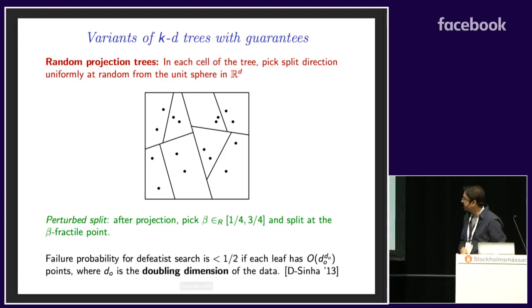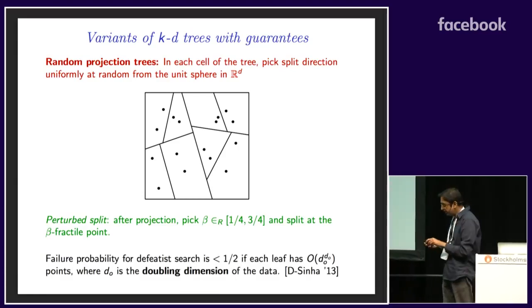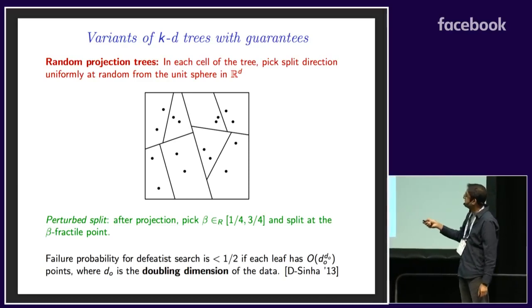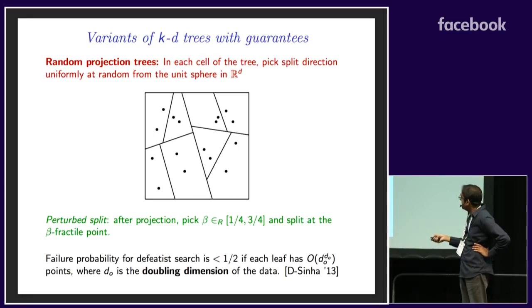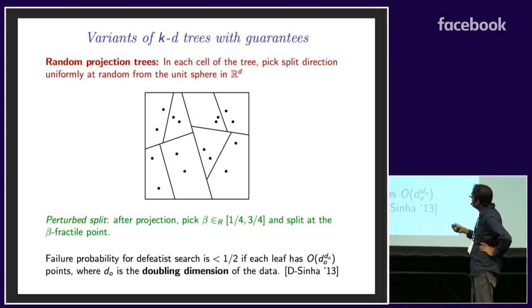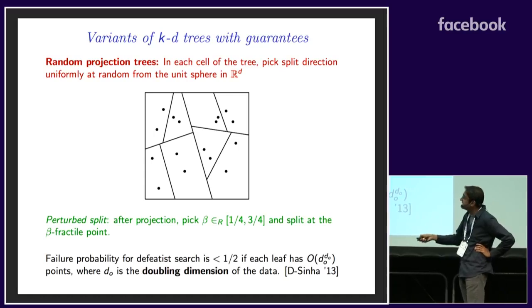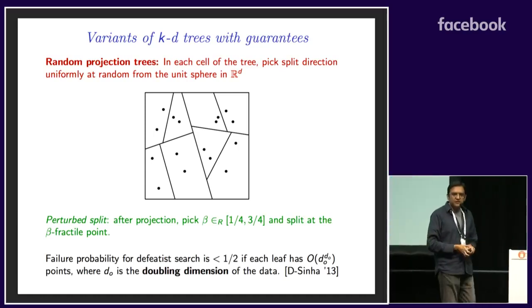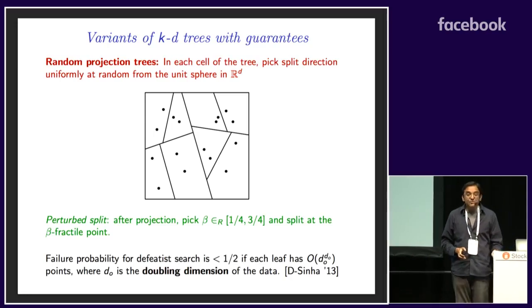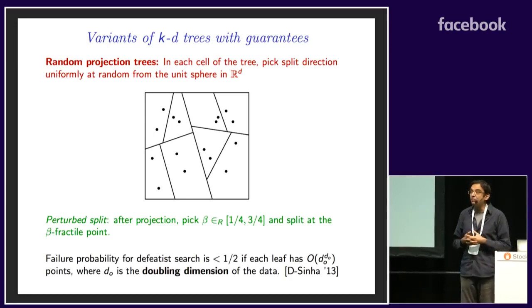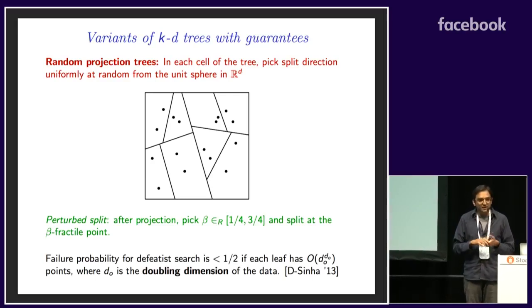So, what can you show about this? You can just do defeatist search on this structure, so it's very fast. And if you do that, the failure probability is at most a half on any query, as long as each leaf has a substantial number of points, where that number of points is exponential in the doubling dimension of the data. Okay, so there are two things going on over here. This is one of those data structures that has a failure probability. Okay, so it returns a point, but it might not be the nearest neighbor. But you know that the failure probability is less than a half.